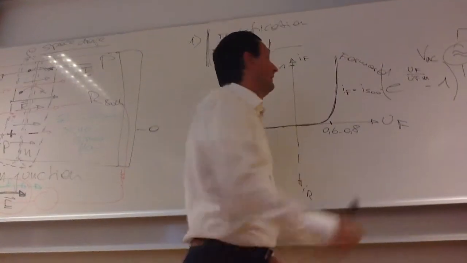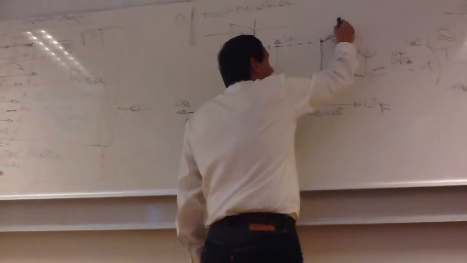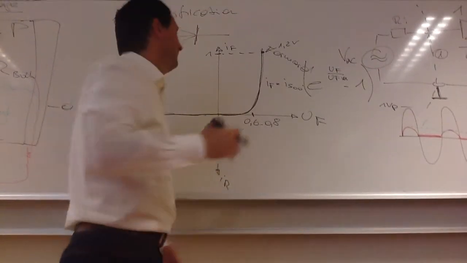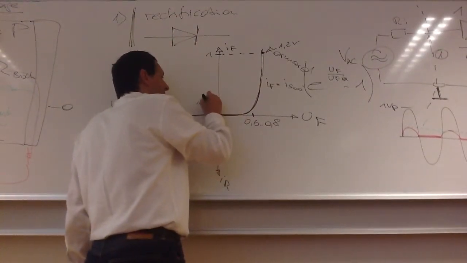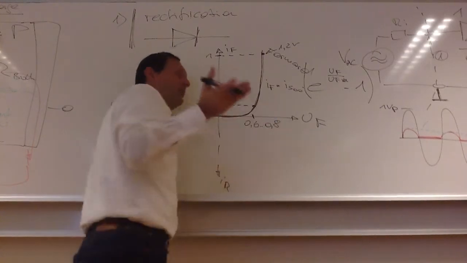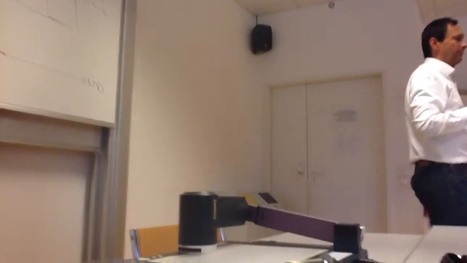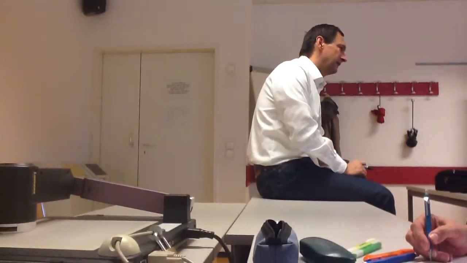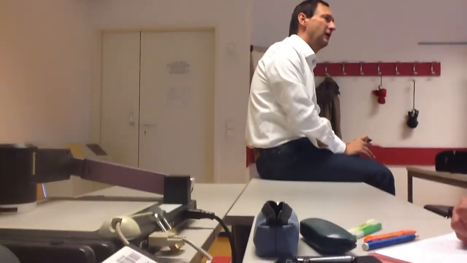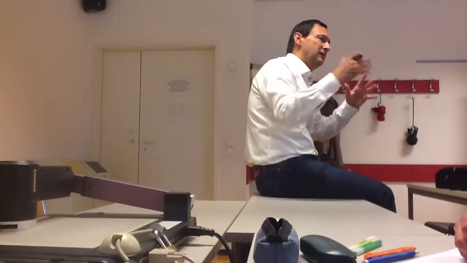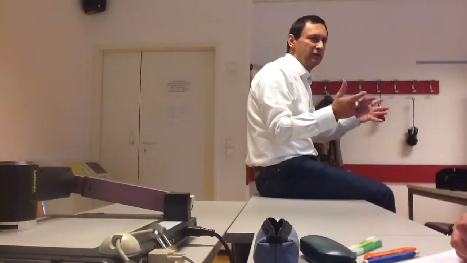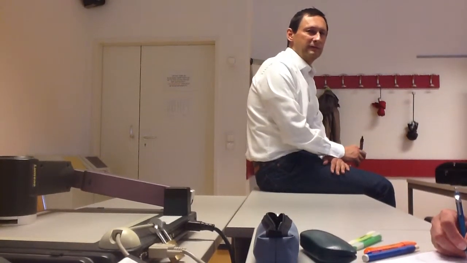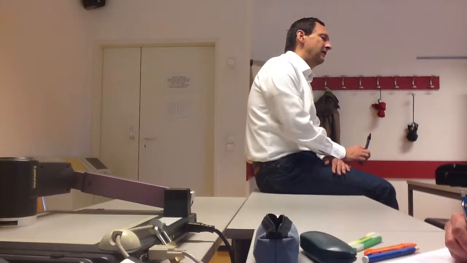If there is a current flow of maybe 1 amp, then your voltage drop is maybe 1.2 volts. If you have only a current flow of 10 milliamps, then you have only a voltage drop of 0.6 volts or less. So this is a non-linear component, a diode. That's why you could not make any more calculations with Kirchhoff's law or Ohm's law or something like that. That's not possible, because this is a non-linear element.